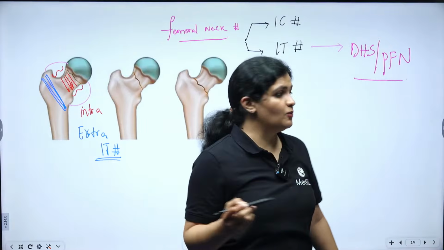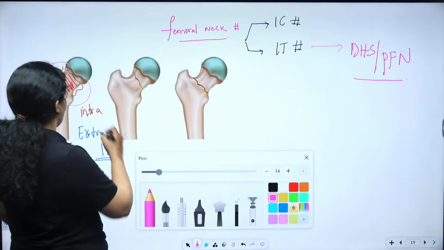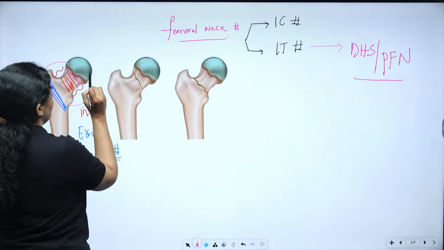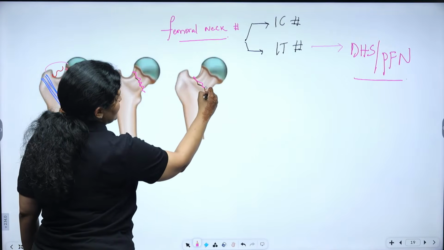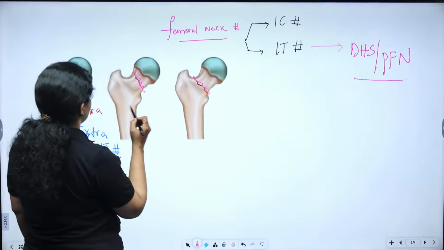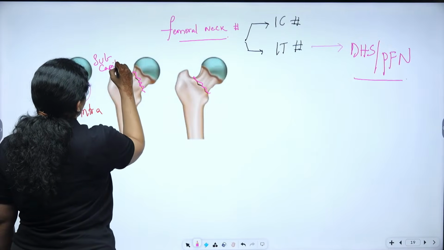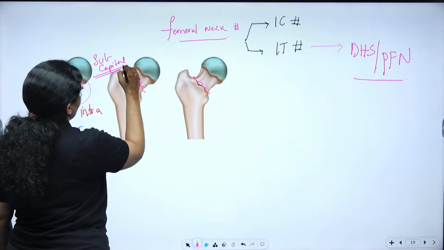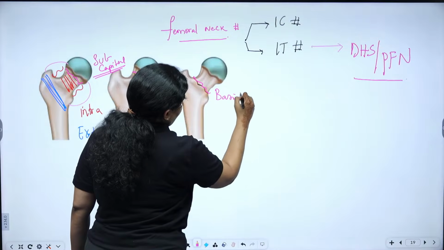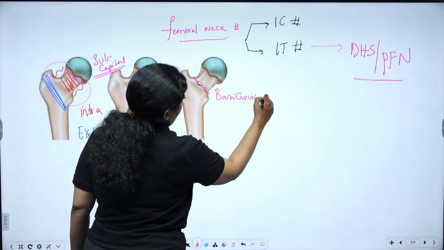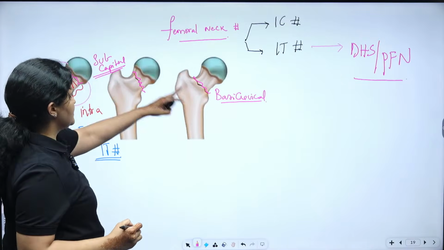Right, now let us see what happens with IC fracture. These are the types of IC fracture. The IC fracture can be just below the head, subcapital, or it could be midline, or it could be basicervical. So there are three types of IC fractures: subcapital, just below it, or basicervical, or in between those two.